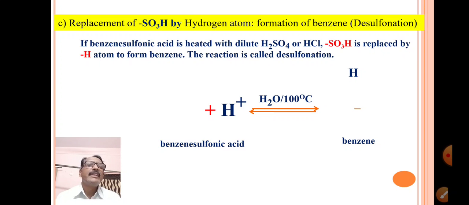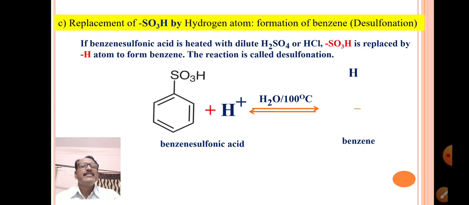Now whenever there is replacement of SO3H by hydrogen atom, what will happen? There is formation of benzene here. We can write the statement: if benzene sulfonic acid is heated with dilute sulfuric acid or HCl, the SO3H group is replaced by a hydrogen atom to form benzene. This reaction is called desulfonation. Whenever the SO3H group is replaced by hydrogen, there is formation of benzene and the reaction is called desulfonation.